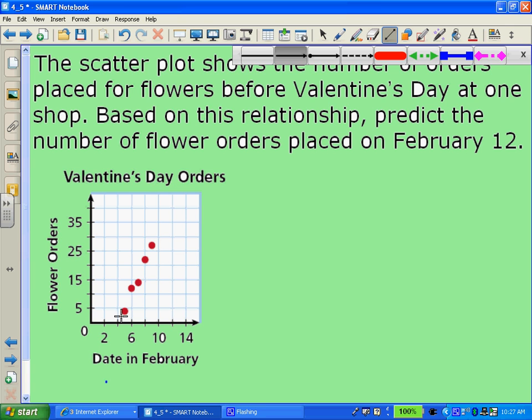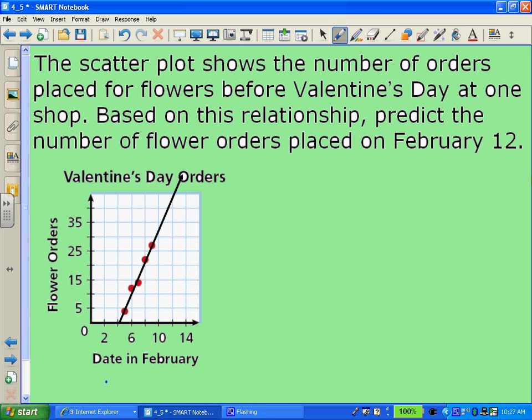So I want to have close to the same amount of dots above the line as I have below the line. Now, one common mistake is people think that they always have to start at 0, 0. And that's not true. Okay, you can start your line based on where your data is at. So here, I might start my line down here. I'm going to try to make my line go through the middle of the data as best that I can. Okay?